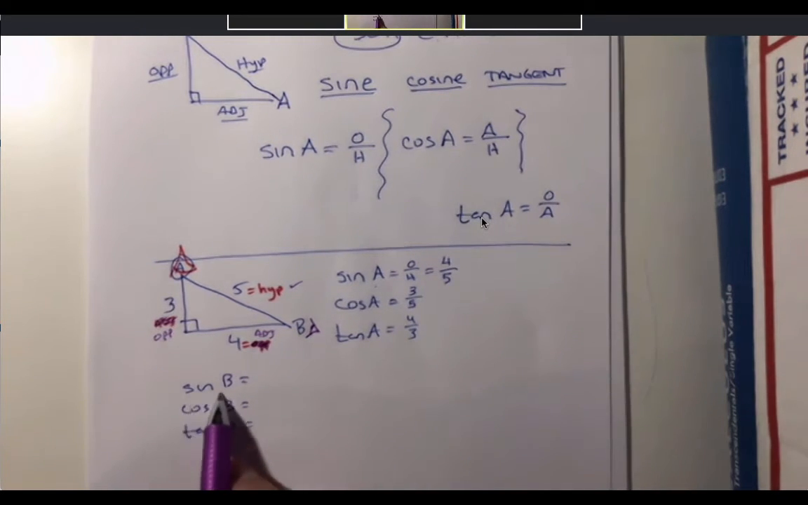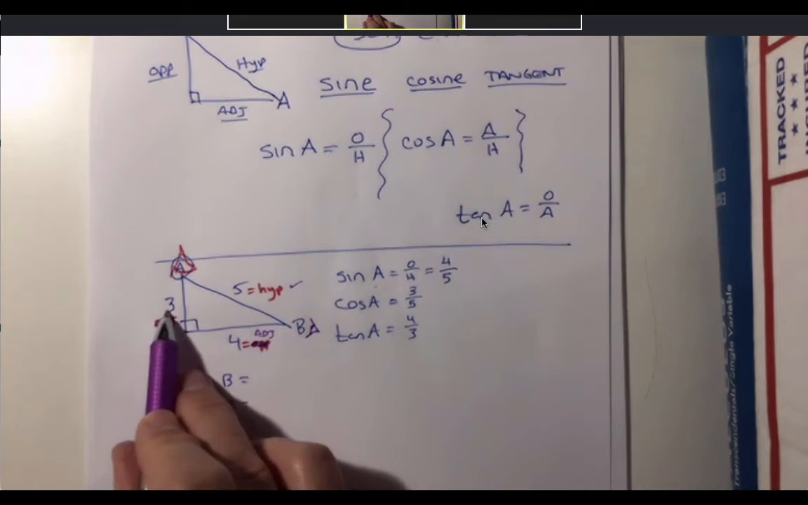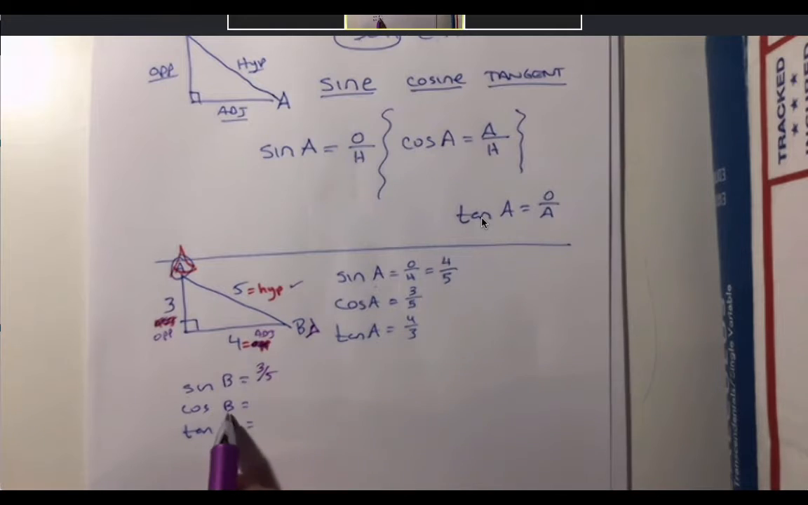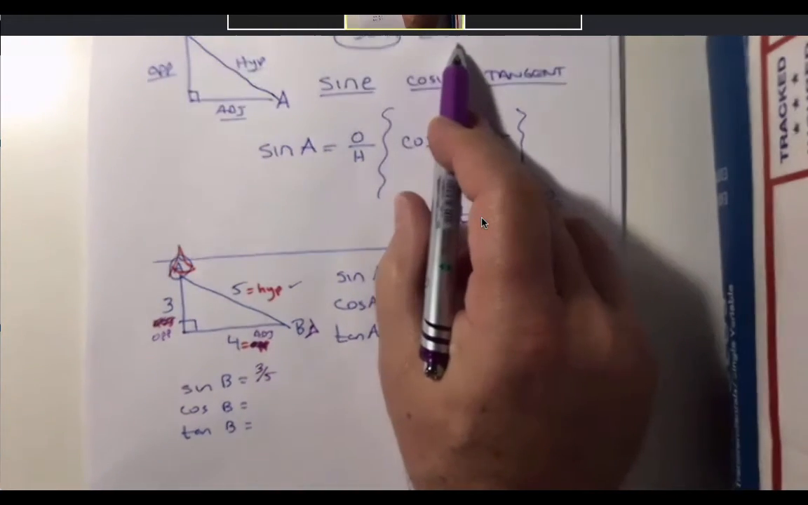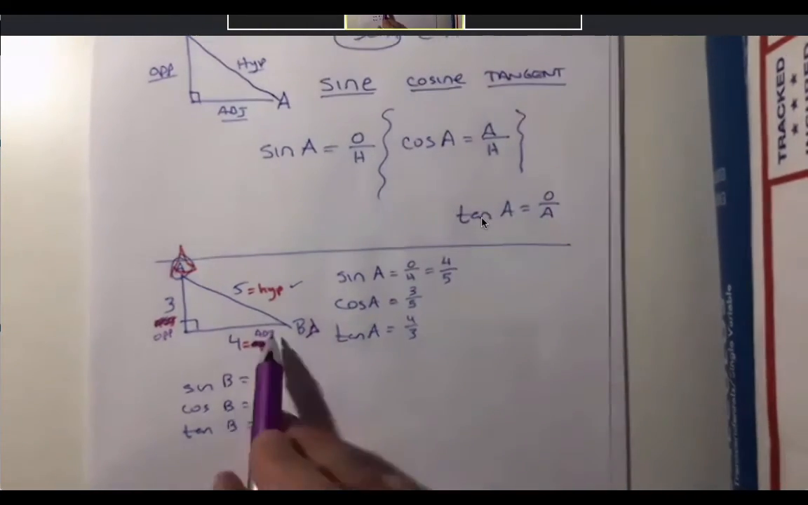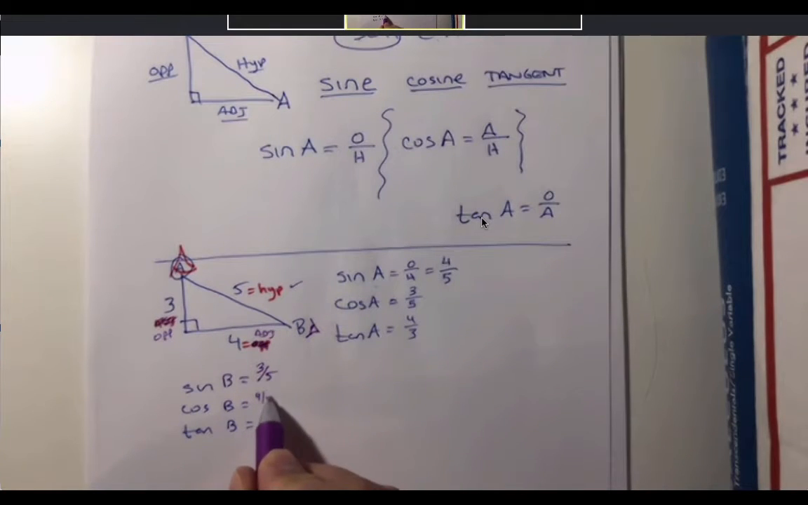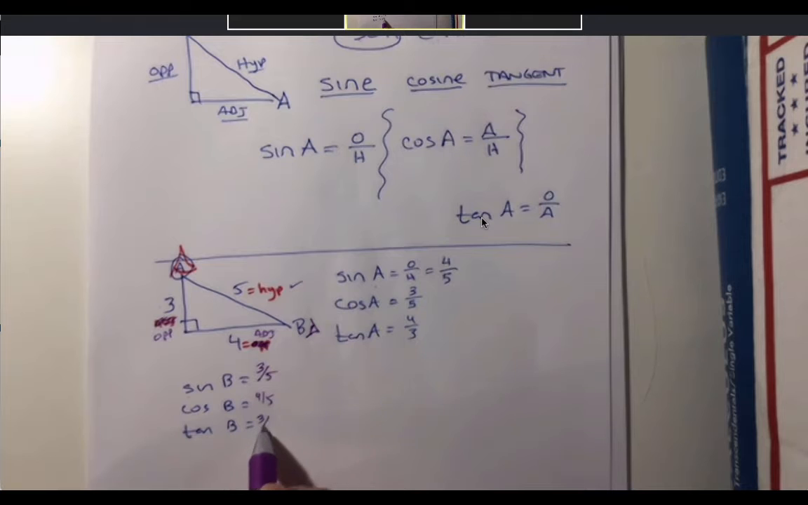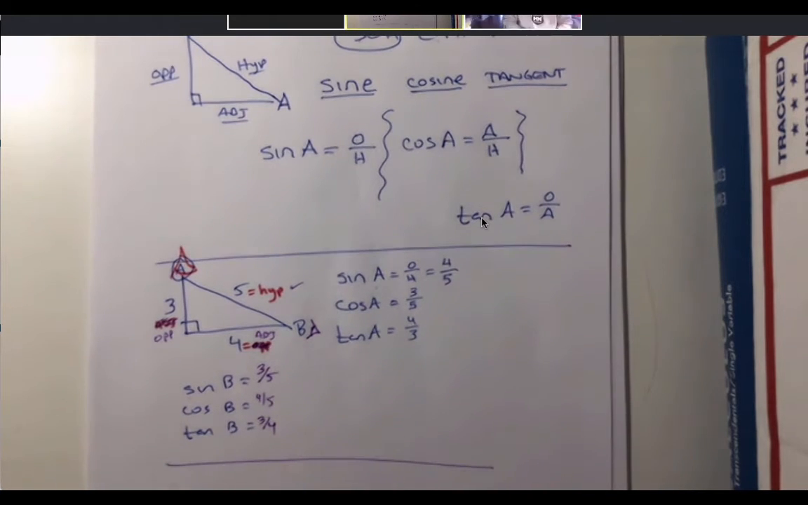So when I do the sine of angle B, that's the opposite over the hypotenuse, so that'd be 3/5. The cosine of angle B, which is adjacent over hypotenuse, so that would be 4 over 5. And the tangent would be opposite over adjacent, so that'd be 3 over 4. That's the way we apply the ratios within trigonometry using sine, cosine, and tangent. Well, how does that help us?